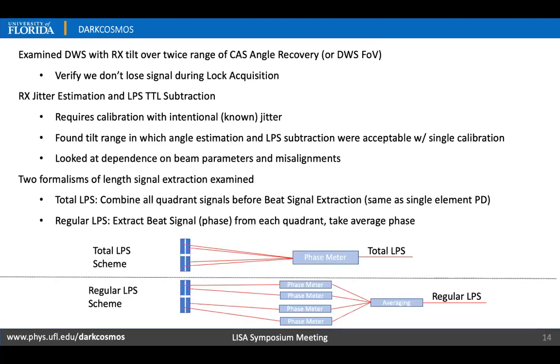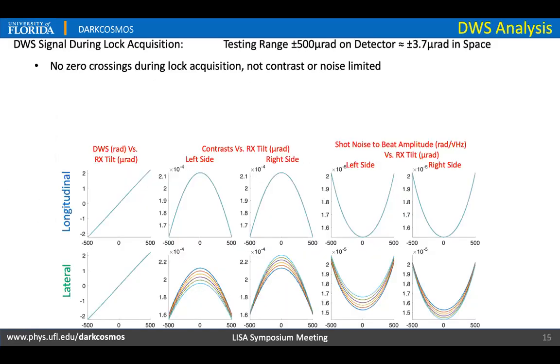We do this with two different formulations of a length signal, both acting the same for true length recovery, but performing differently with beam tilts present. The first, the total LPS, treats the quadrant photodiode as a single element photodiode, combining quadrant signals before extracting the beat signal phase. This is the same type of LPS talked about by Paul Edwards in his talk. The second, the regular LPS, is what the mission currently intends to use and recovers the phase of each quadrant separately, averaging these for a length signal.